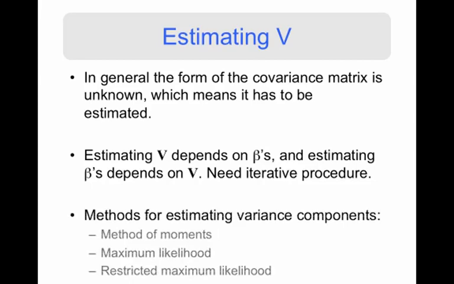There are different methods for estimating the variance components. By this I mean the parameters of V. And in the AR1 case, this will be a sigma squared and a phi. These methods include method of moments, maximum likelihood, and restricted maximum likelihood. So these are three different ways of estimating the variance components.